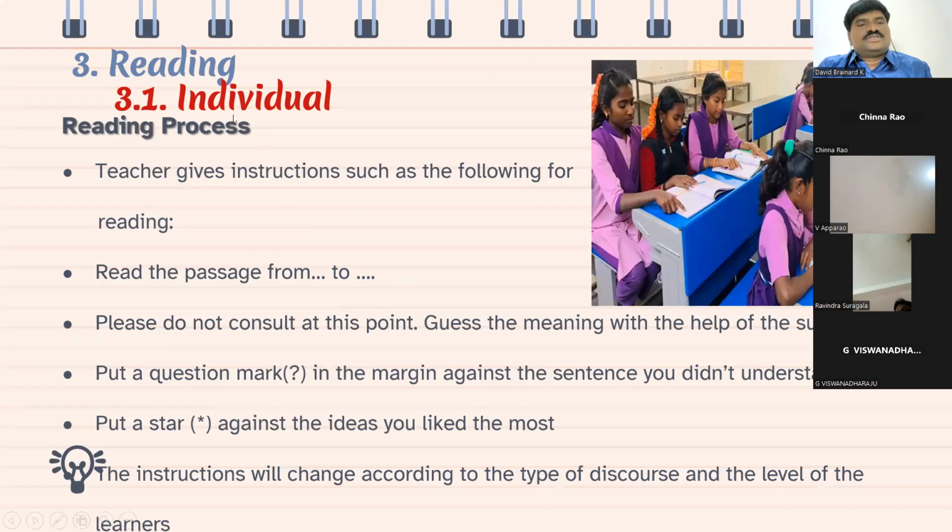And I'd like to take you to this individual reading process, which we know and have been doing. We'll quickly go through these slides. Individual reading happens after picture interaction. The teacher gives instructions such as read the passage from this line to that line. Please do not consult at this point. Don't ask any questions. Guess the meaning with the help of the subtext that we have already generated, and put a question mark. If you have liked an idea, put a star mark. So these are the regular procedures that we follow.